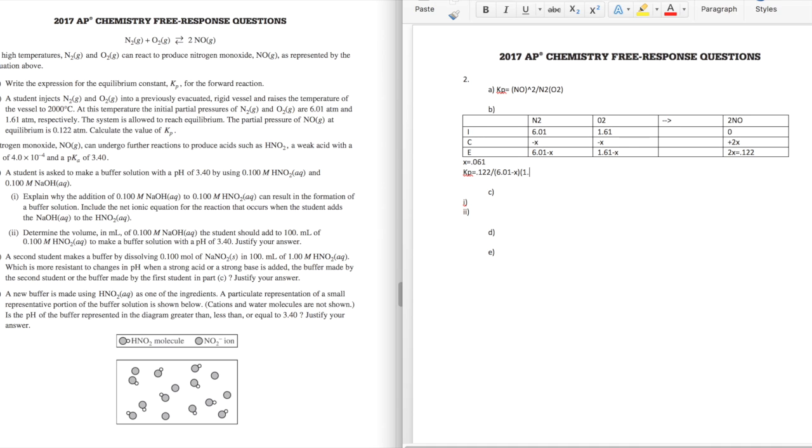And that 61 minus 0.061. And then all of this equals 1.62 times 10 to the negative 3. Alright?